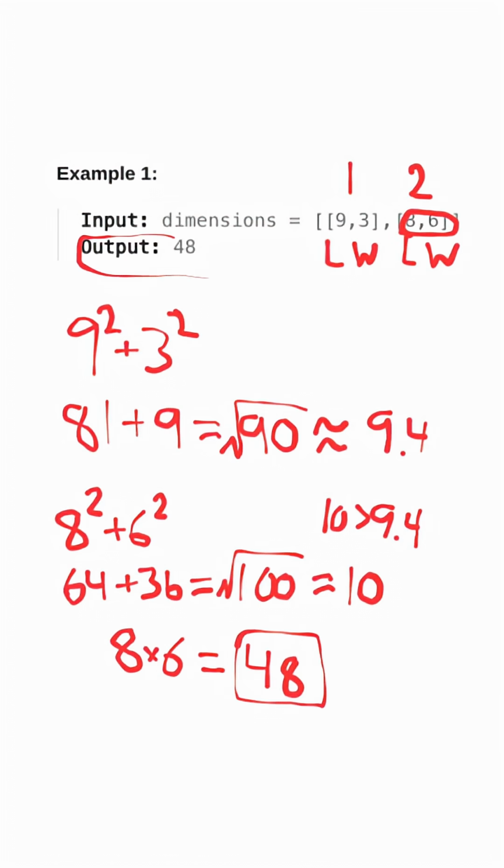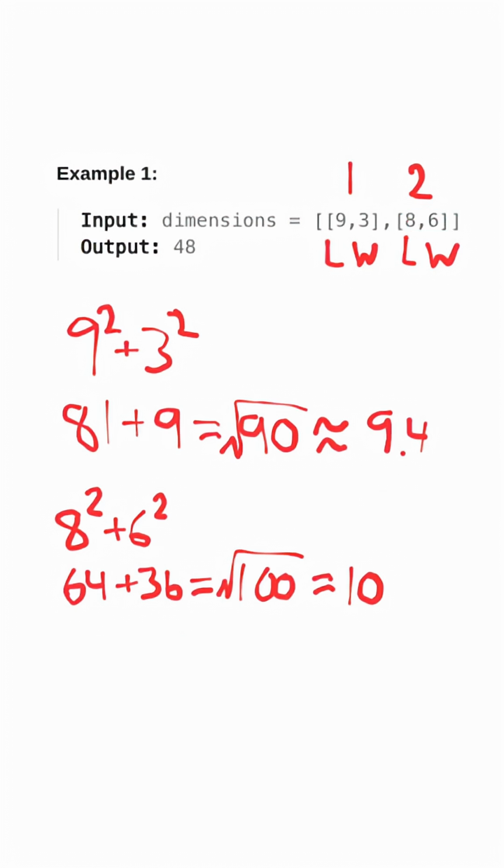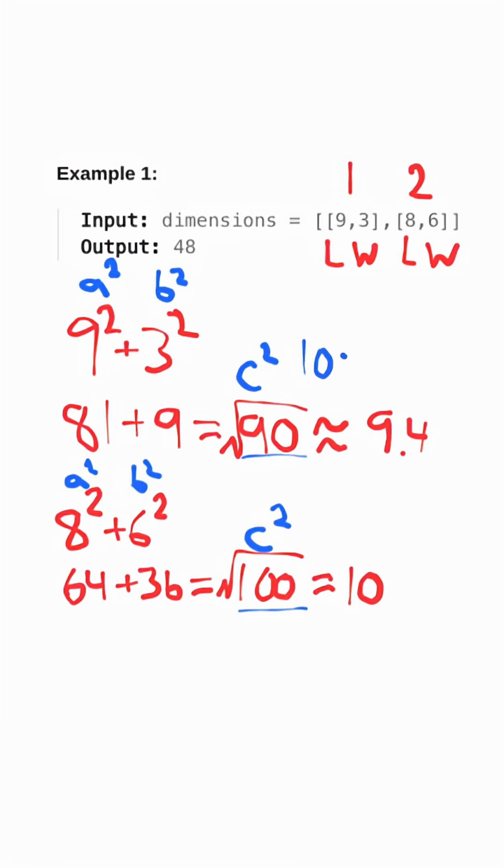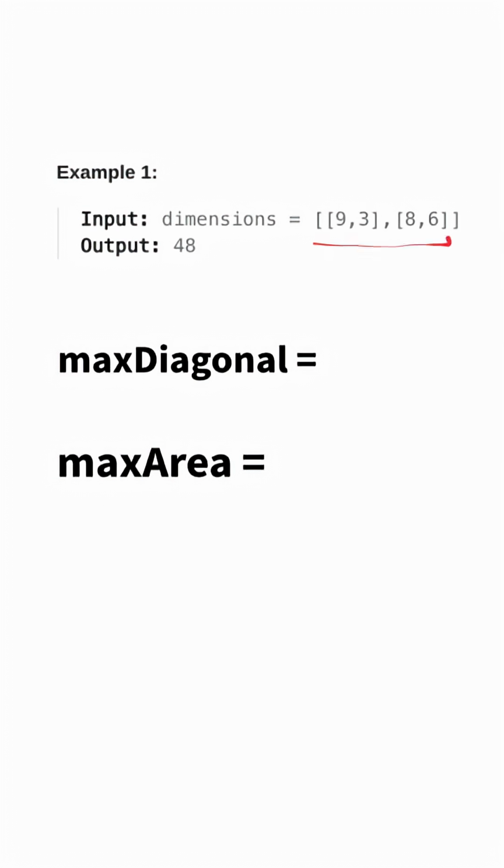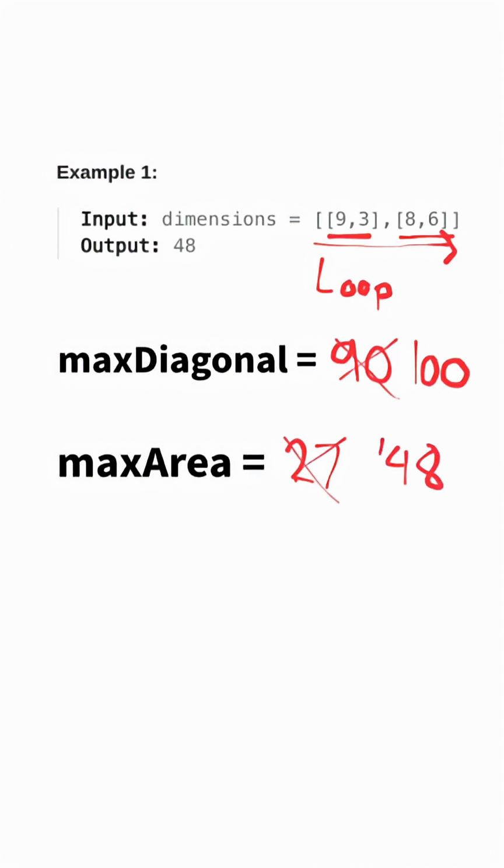And you may have noticed, since we're just trying to find the rectangle with the largest diagonal, we don't actually have to do the square root when we do a squared plus b squared, because whichever one has the largest c squared, when we take the square root, is also going to be the largest c. So we don't actually have to do the square root. And for this problem, it's really straightforward. There's no tricks. We're just going to loop through the array and find the rectangle with the maximum diagonal and keep track of that maximum diagonal and the area of that rectangle.